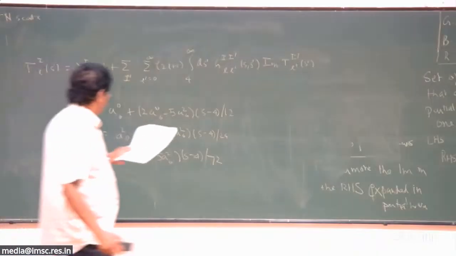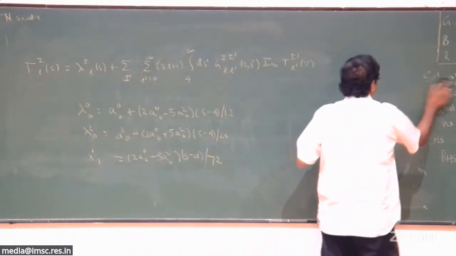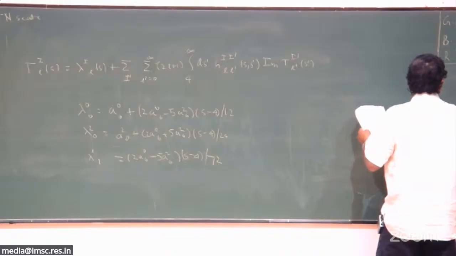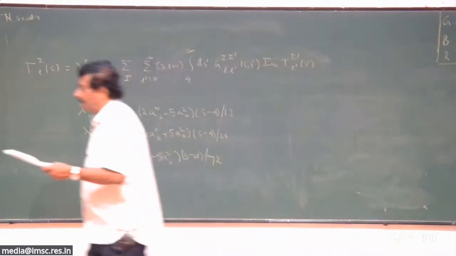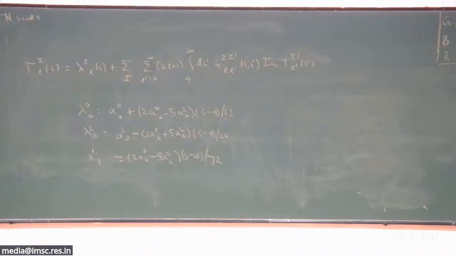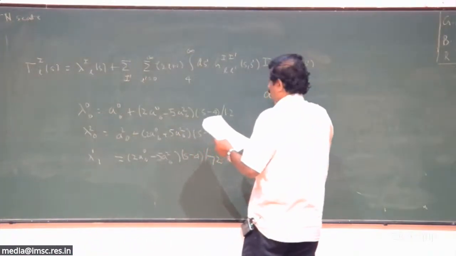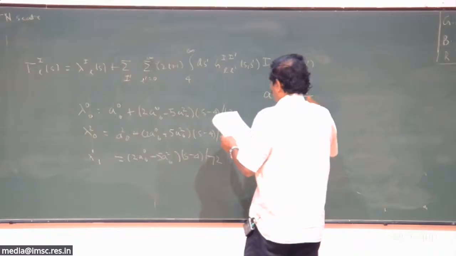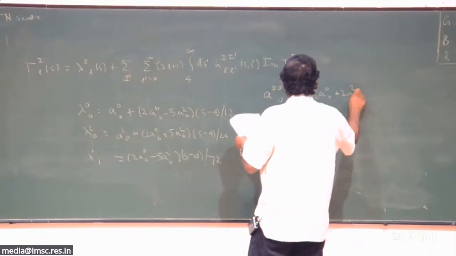Now let me look at the combination for pi 0 scattering, which is the easiest for us to look at. All these are known functions. So in the pi 0 case, here 0,0 denotes the pi 0 case. 1 by 3 of a00 plus 2 a20.